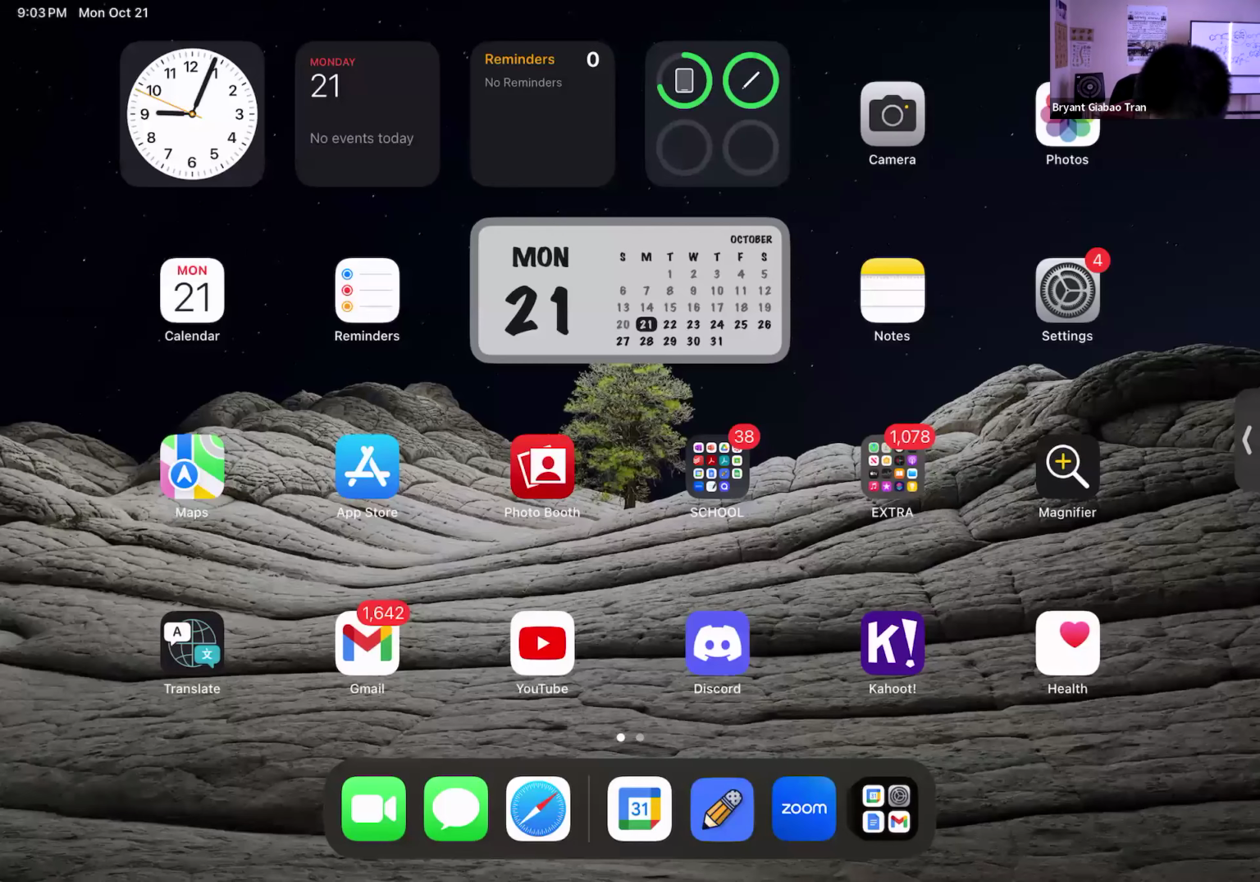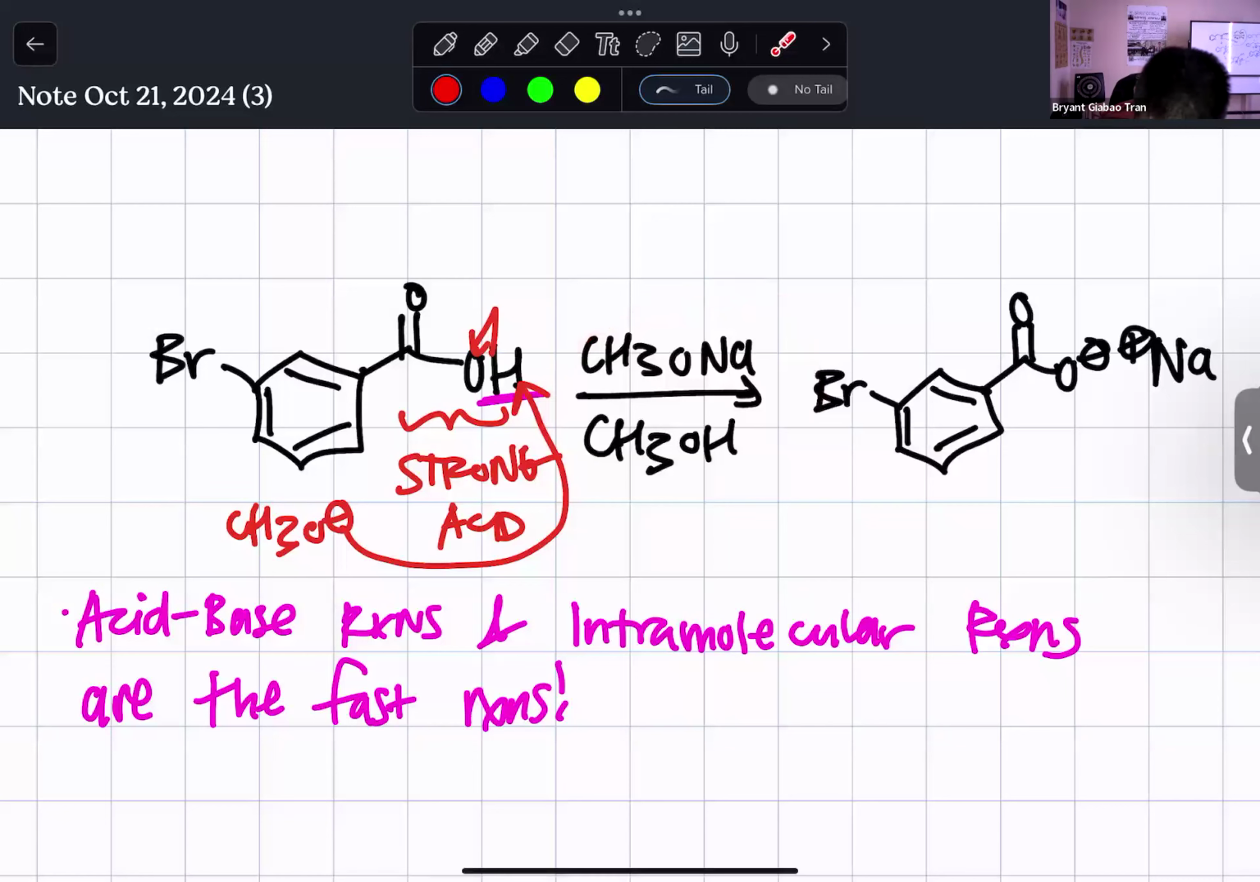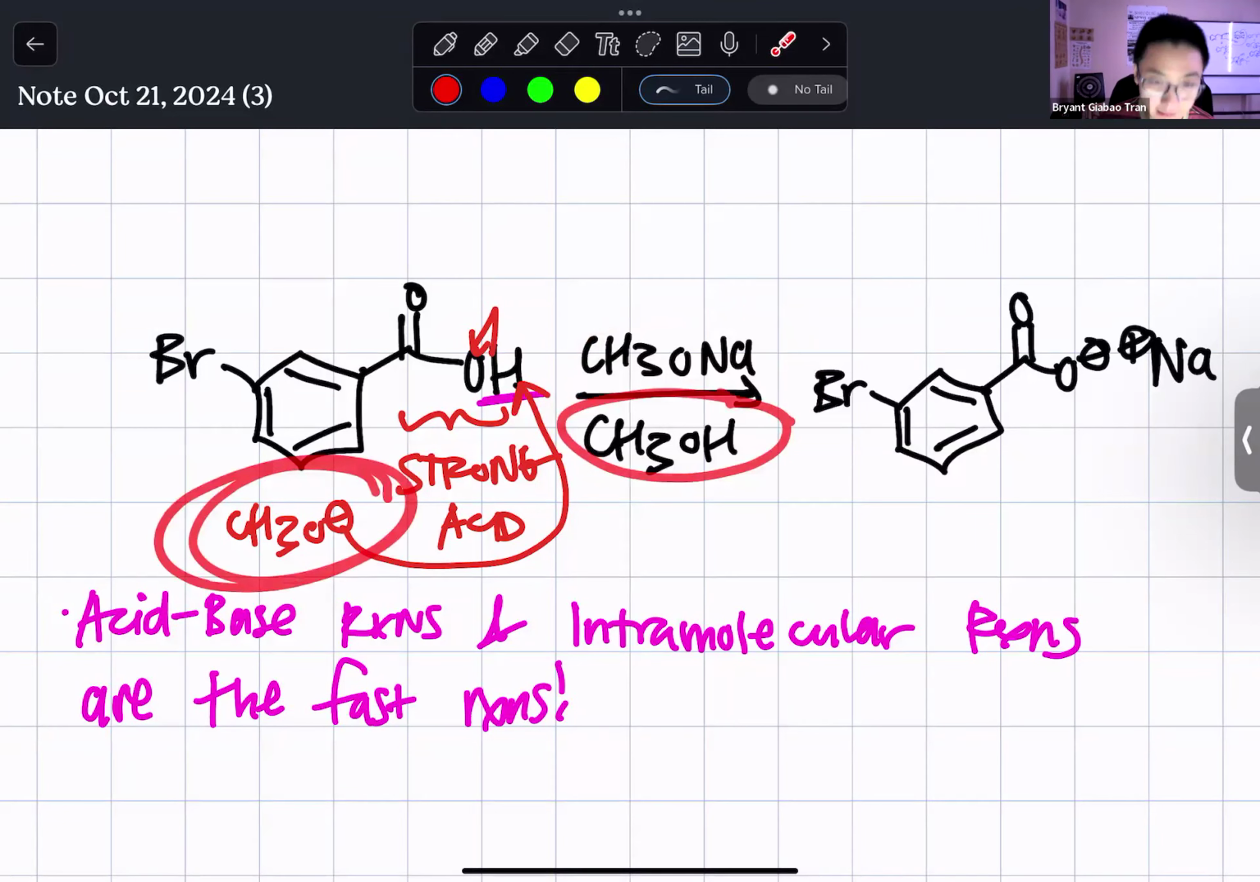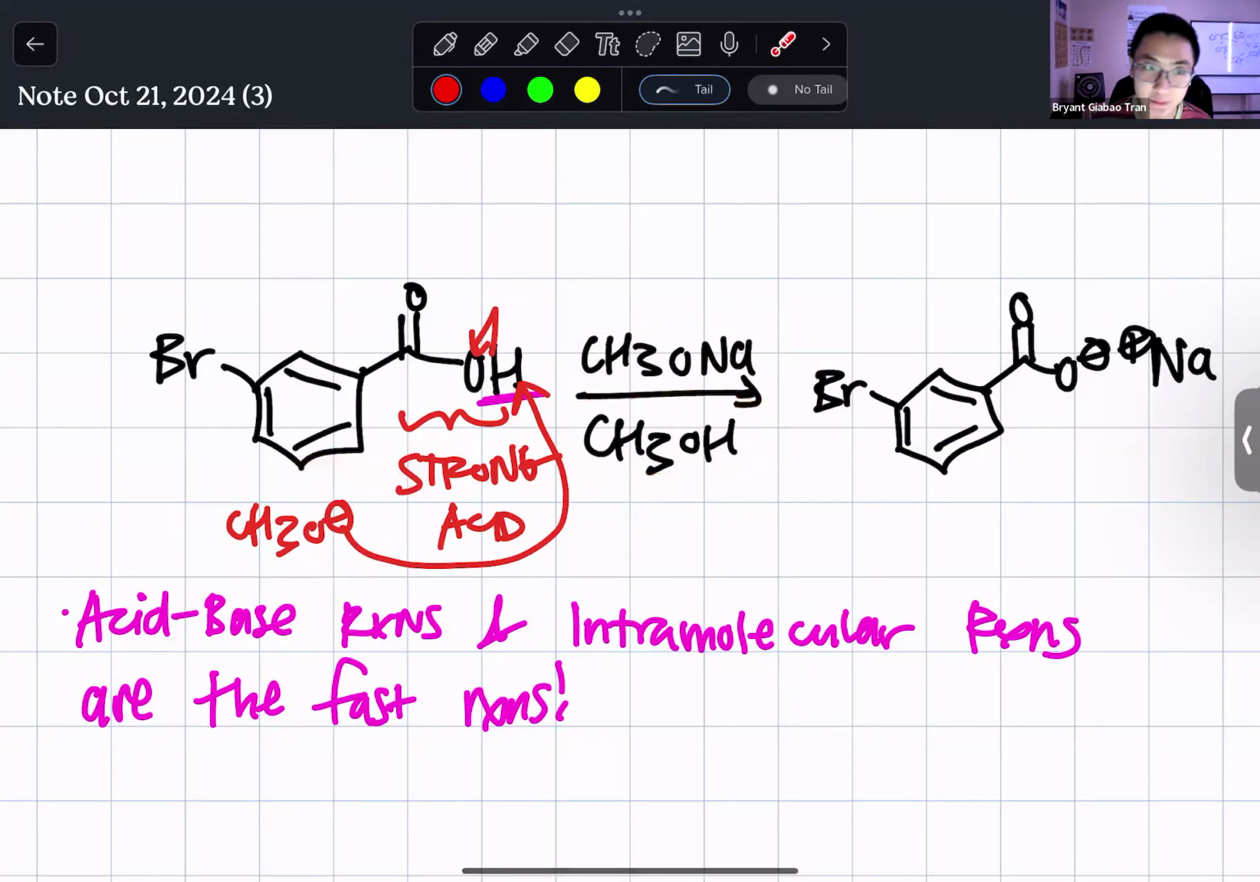Because if we were to compare what's in the reagent, the CH3O minus versus the CH3OH, the CH3O minus would be the stronger nucleophile, and that's the one that we would use to react with, right? Because the negative charge is less stable than the neutral charge, making the negative charge more reactive, right? If it's less stable. Okay. Any questions on that?